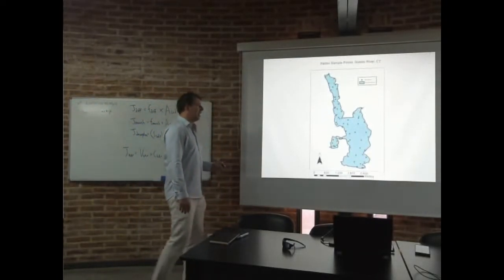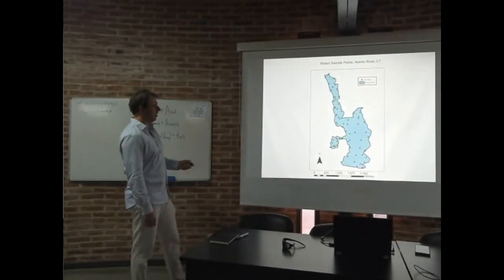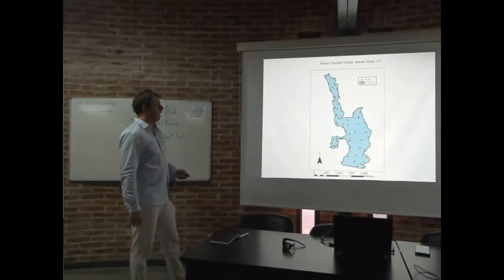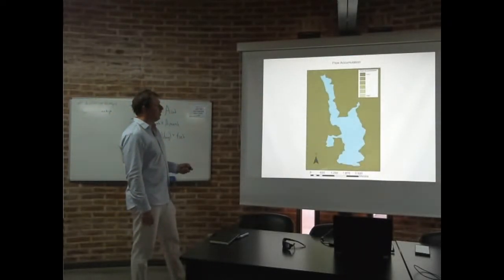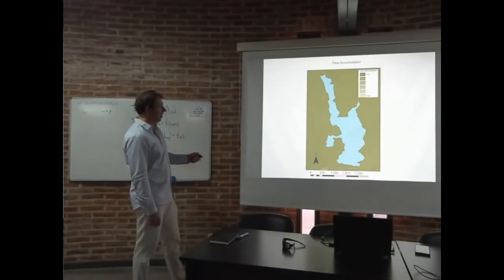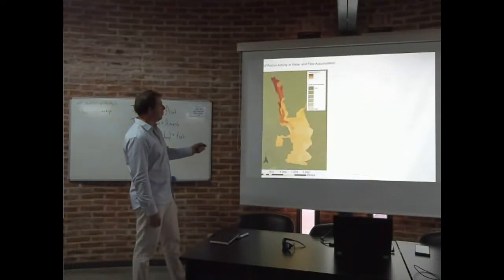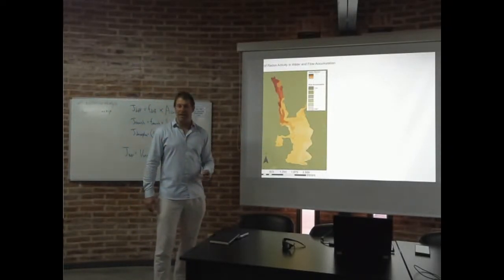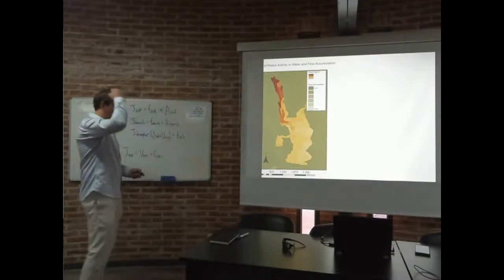So we went to the Niantic and we measured radon not just along the coast, but kind of all over the Niantic River. And then we ran the flow accumulation for the Niantic River. And we see there's lots of little flow accumulation around the area, but a lot of it's coming in here, in this area up here. So if you look up here, we have a lot of flow accumulation that's coming into this area, and we have high radon in that area.